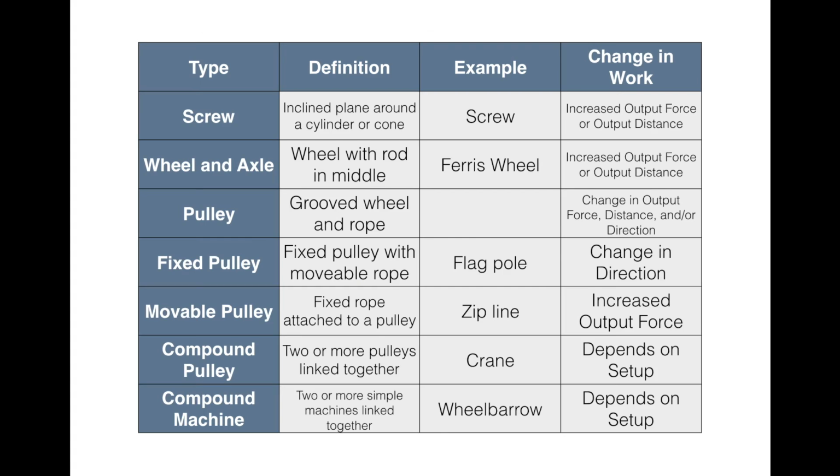So anyway, let's go ahead and finish off our graphic organizer in this chapter. A compound machine is 2 or more simple machines linked together. Great example is a wheelbarrow, and don't try that at home, kids. And the change in work totally depends on the setup. We can go from something as simple as a wheelbarrow to like an automobile. So there you go. That's your lesson, and that's the chapter on simple machines, work, efficiency, power, mechanical advantage, and all that.